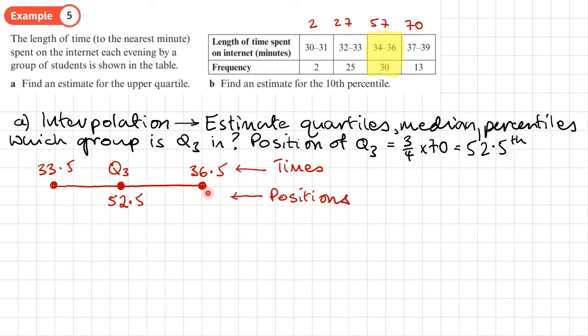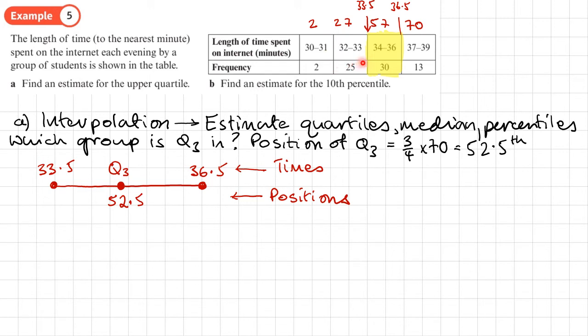Right, next bit, we need to be careful with the positions. So we want to write down a position where this group starts and the position where this group finishes. Now notice we closed the gap and we said, right, 33.5 here and 36.5 at this end. Because we've closed the gap, we need to also close the gaps with the frequencies.